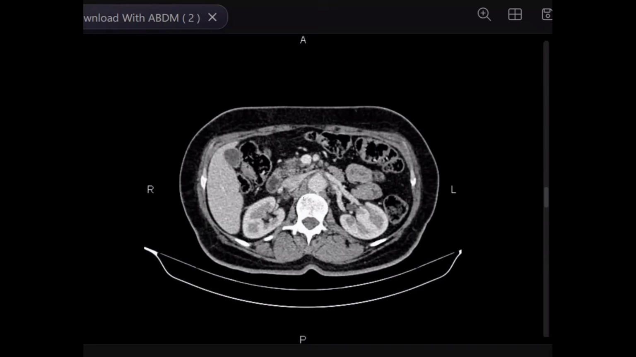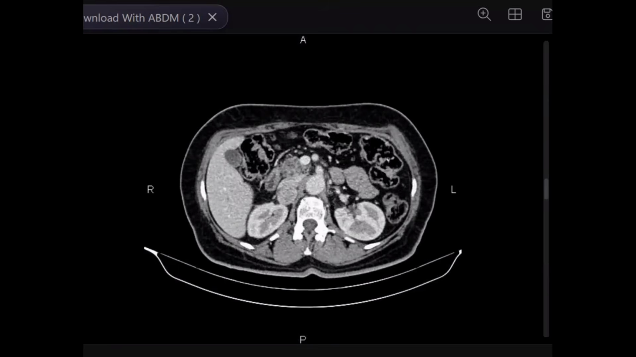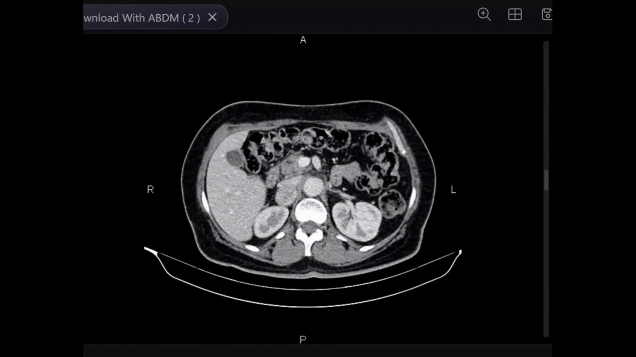What else? Because this mass is avidly enhancing with central breakdown, it could also be a ganglioneuroma. Maybe ganglioneuroma, one of the differentials. What else? I don't think this is the location for a paraganglioma. They're usually seen around the aortic bifurcation, although they can be at any site of the autonomic nervous system.